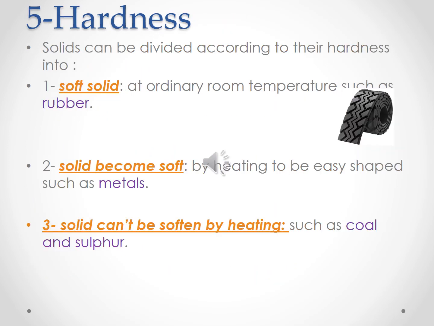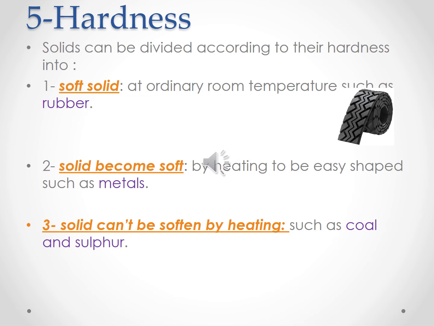Now let's talk about the fifth physical property, which is hardness. You have to know that solid substances are divided according to hardness into three parts. The first one is solid substances that are soft at ordinary room temperature, such as rubber.